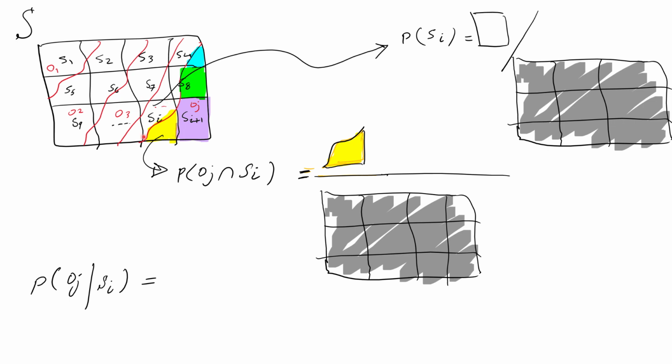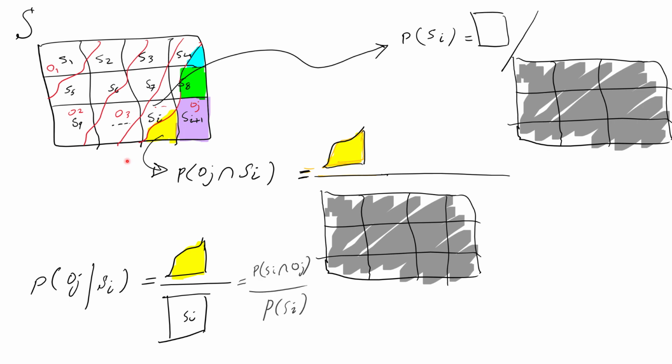If I'm looking only at this piece, what is OJ? OJ is this part. So that probability, graphically, is this, and I want to rewrite that as the joint probability of SI and OJ over the probability of SI. Basically, I'm dividing this. We learned that the joint probability of SI and OJ is this, and I'm dividing that by this, and these two denominators cancel out, so I'm left with this.